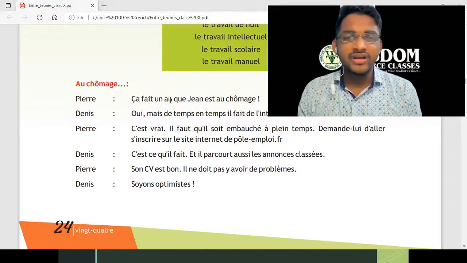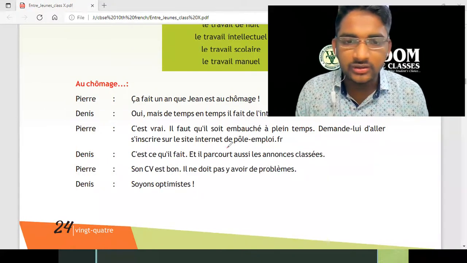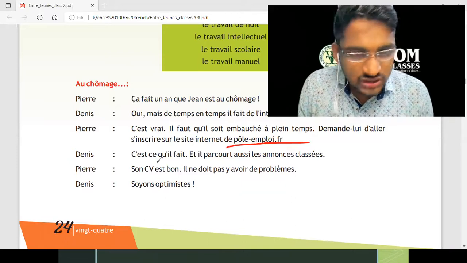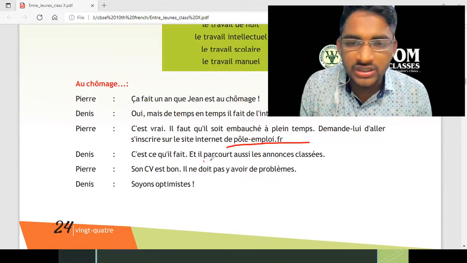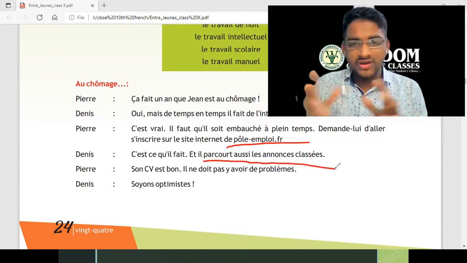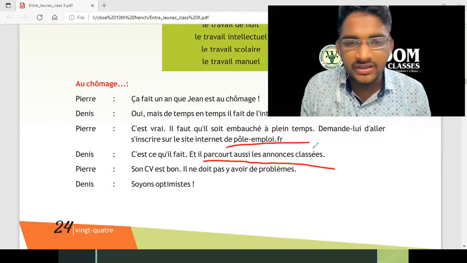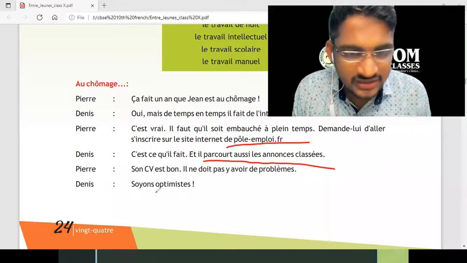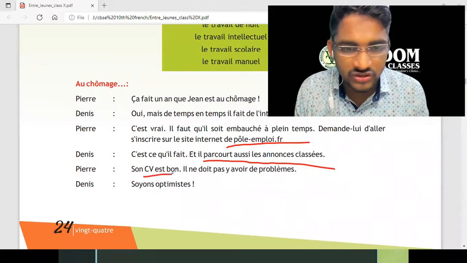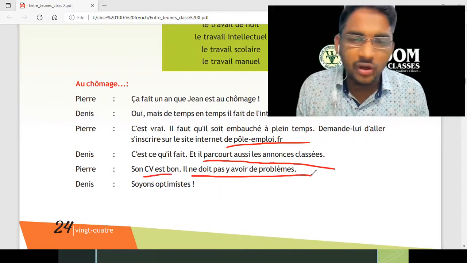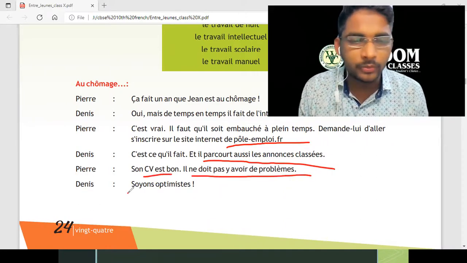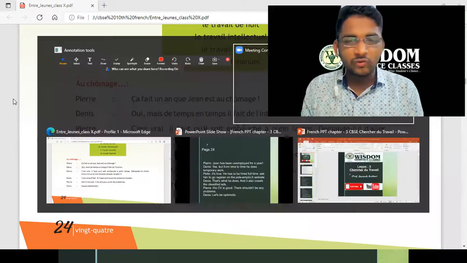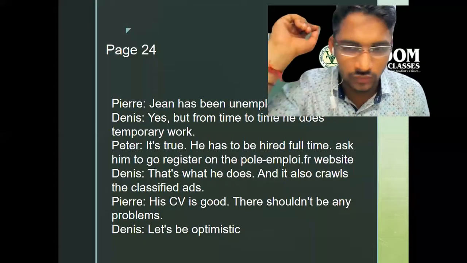You know, just say we have naukri.com in India also. So you can go and enroll yourself over there. C'est ça qu'il fait. So this is what you have to do. Il parcourt aussi les annonces classées. It also classifies the advertisements or the job profiles. And finally, his CV is good. They talk about his CV. He will not have a lot of problems. So be optimistic. Students, I'm just trying to explain this part to you. If you want the exact English translation, you can check it over here.